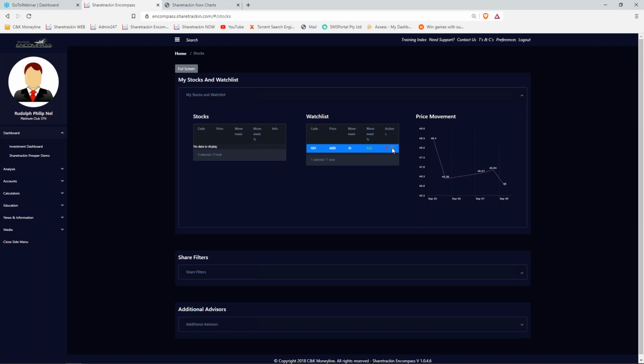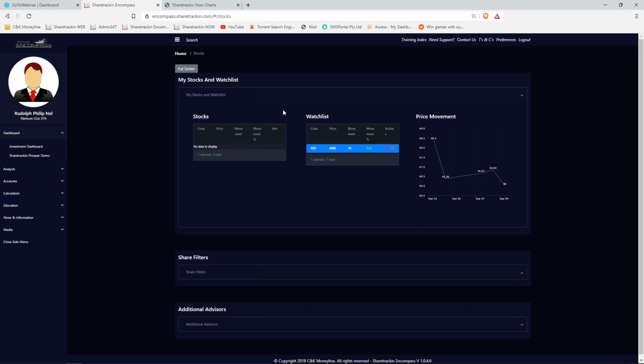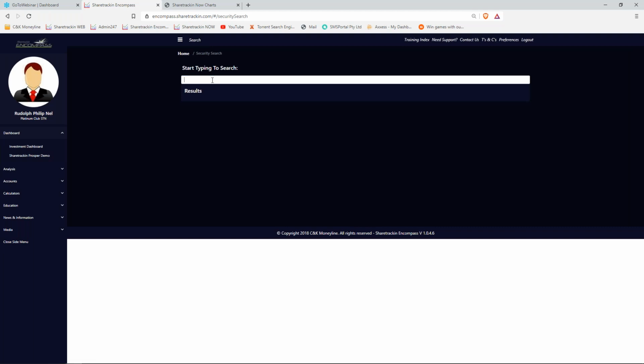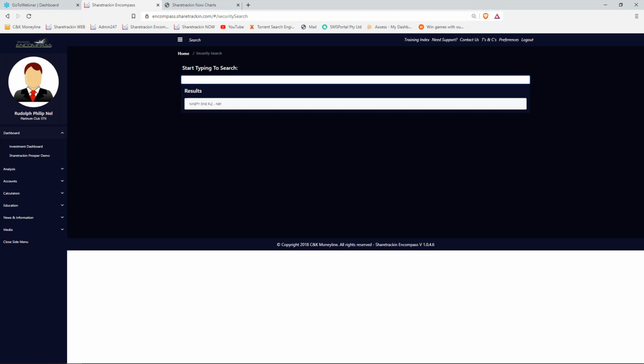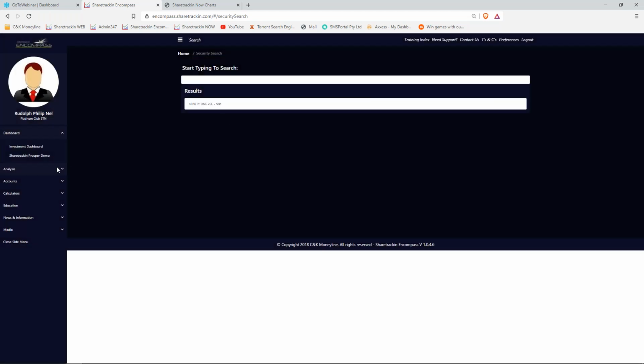Okay, but what we want to do now is buy this share. So we're going to click on that info button over there. All right, so then it's going to bring up the security details once again for you. Or what you can do is, if you don't want to go back to your watch list, you can always go to the search function at the top, click on search over there, and then you type in your code, and it will bring up that same share for you. And you can just click on it, and it will bring up that same share. All right, so there's the two different ways of pulling up that share that you wanted to buy.